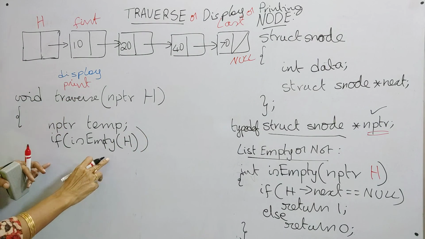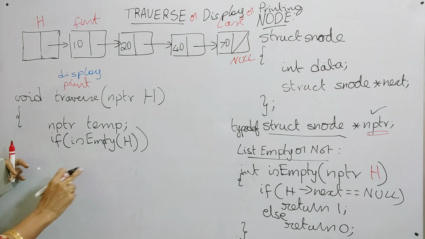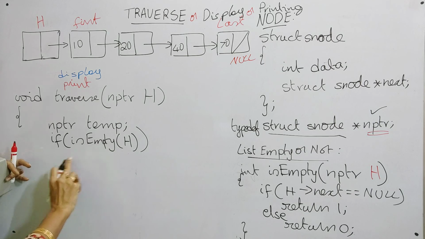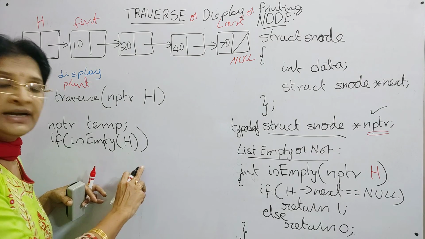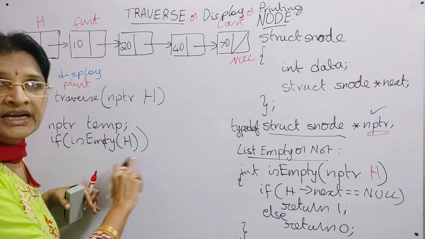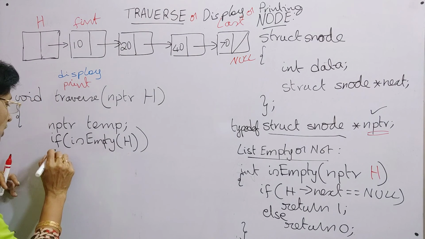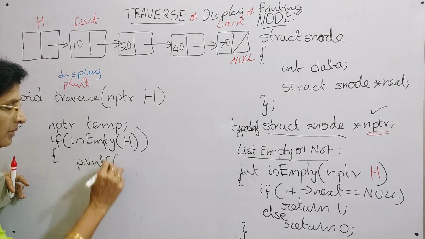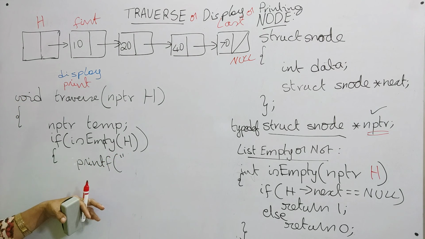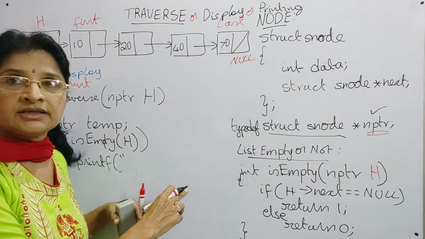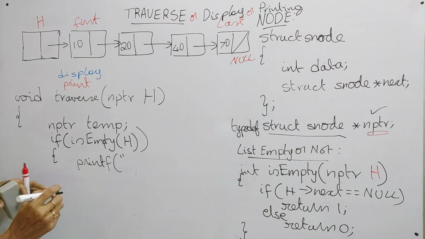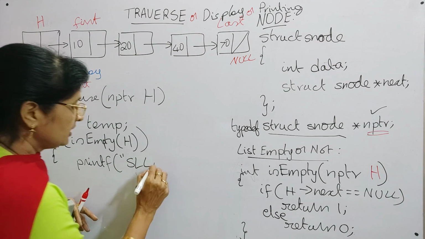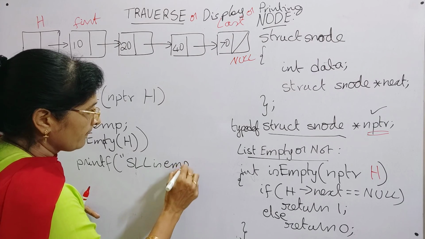If is empty of h, if the list is empty, it will return 1, so then the condition will be true for us here. Then if the list is empty, I will print an error message, saying that the list is empty. So I will print SLL, that is singly linked list is empty.